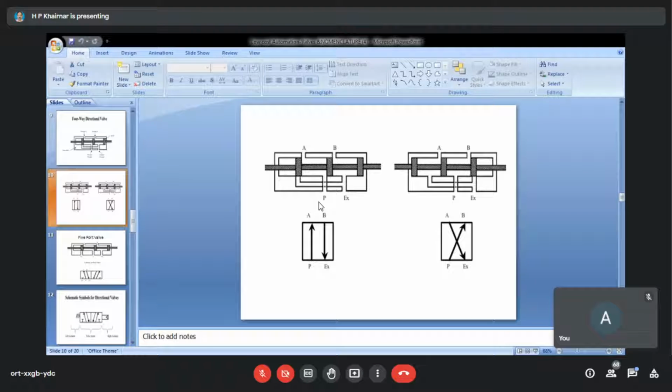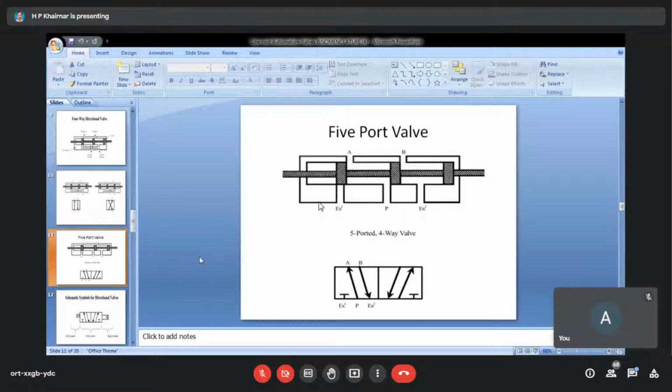So this was about the four-way valve. Now the five-port valve.